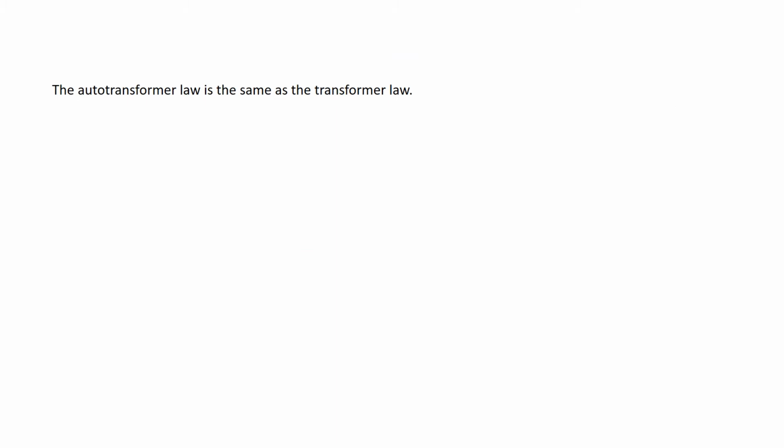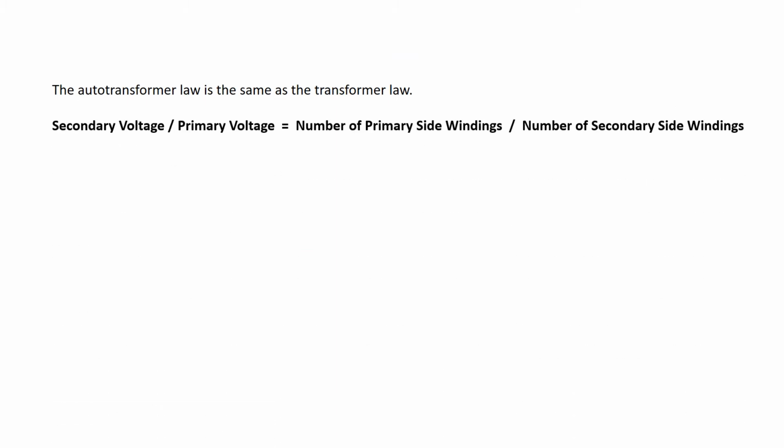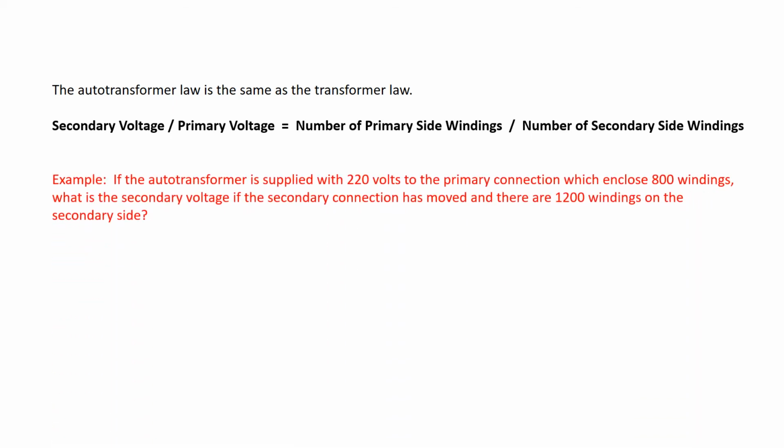The autotransformer law is the same as the transformer law that we've learned before. So you could calculate the voltage on the primary side of the autotransformer and the voltage on the secondary side. Remember, the formula is secondary voltage divided by primary voltage equals number of primary side windings divided by number of secondary side windings.